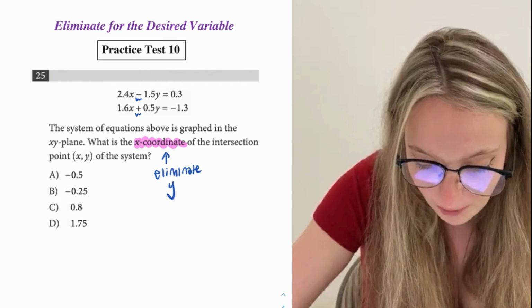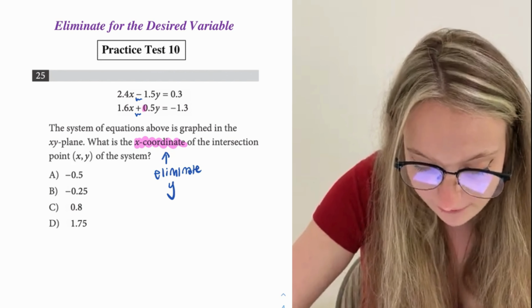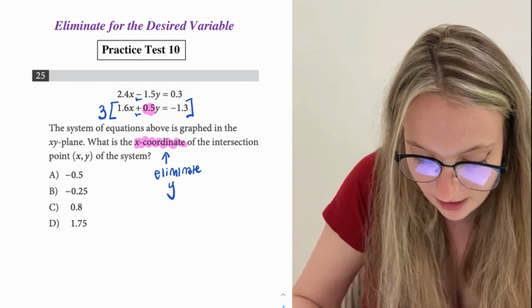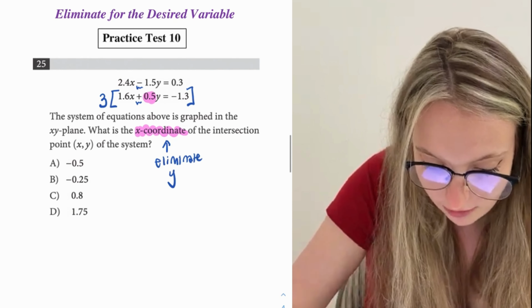So I can get the 0.5y in the bottom equation to be 1.5y if I simply multiply that bottom equation by 3. So that's exactly what we're going to do. We're going to take this entire bottom equation and multiply by 3. Let me just rewrite the top equation: 2.4x minus 1.5y is equal to 0.3.